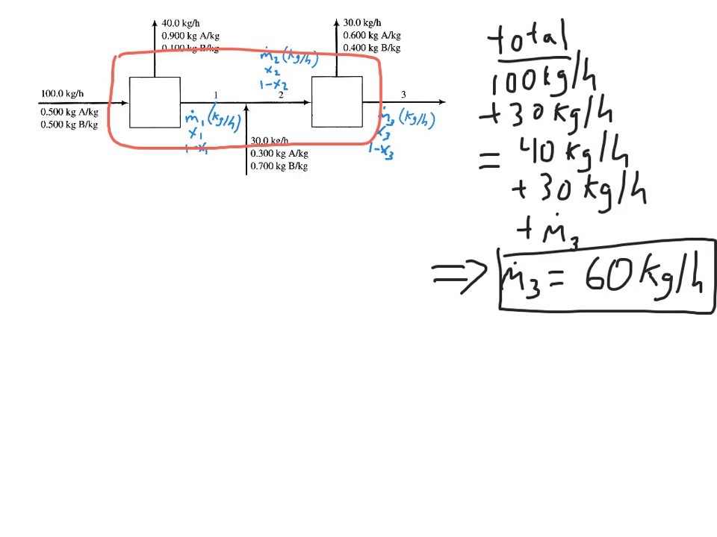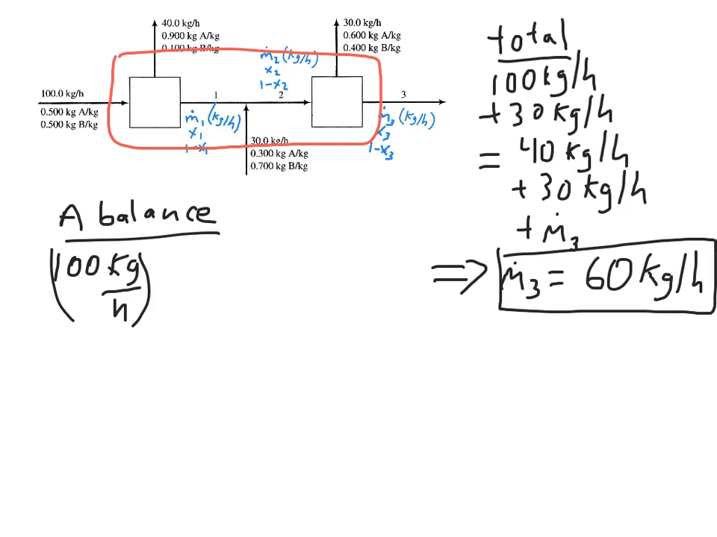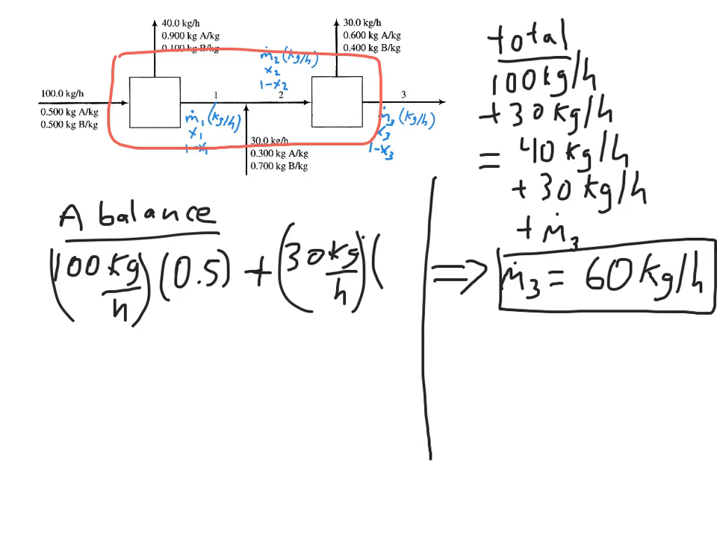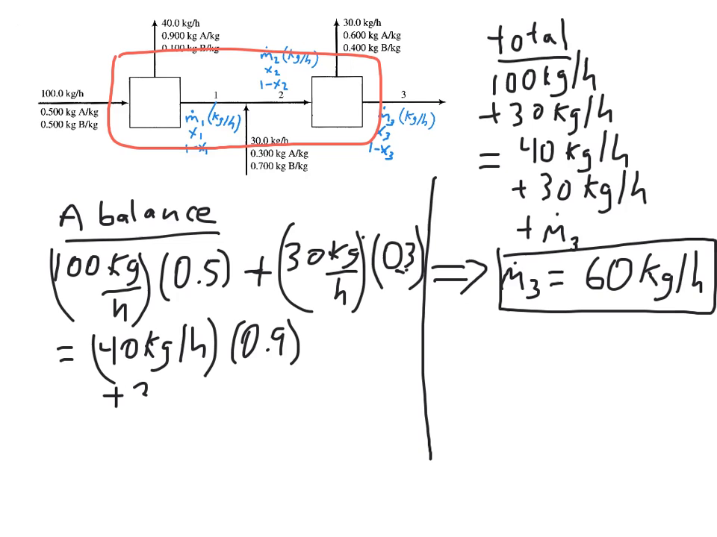I can do a balance on A. So for the A balance, again we're using the boundaries shown up there in red: 100 kilograms per hour times 0.5, plus, let me just draw a dividing line there, 30 kilograms per hour times 0.3, is equal to 40 kilograms per hour times 0.9 plus 30 kilograms per hour times 0.6 plus M3 multiplied by X3.